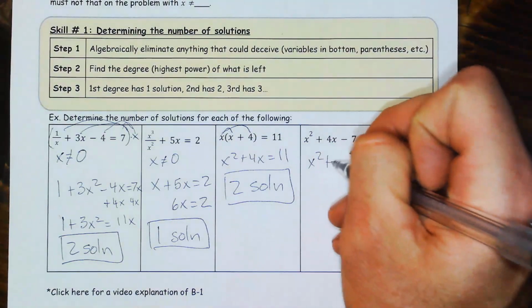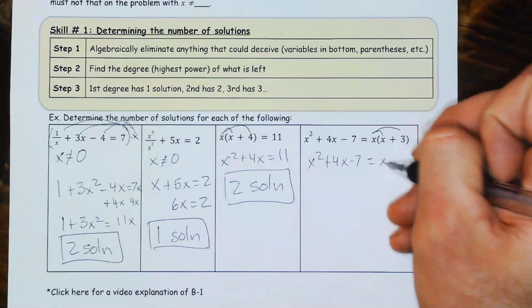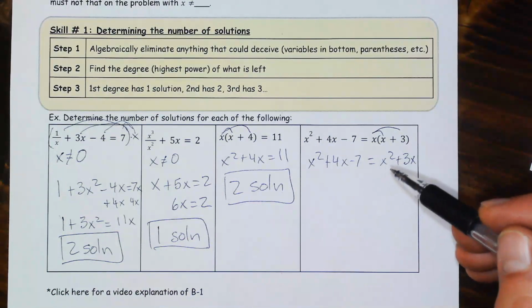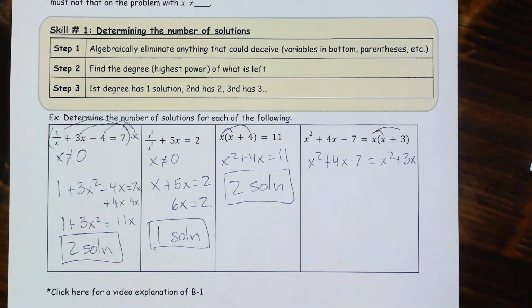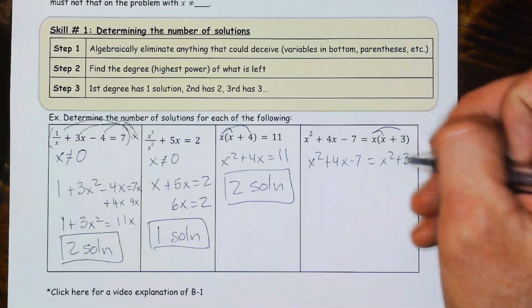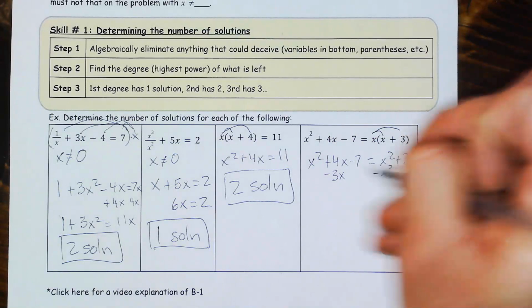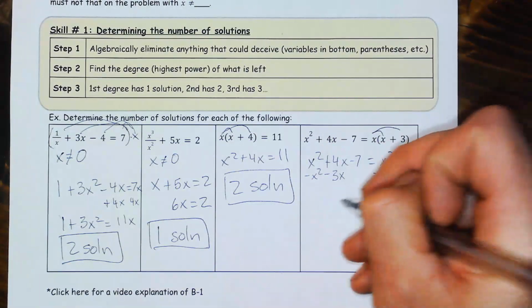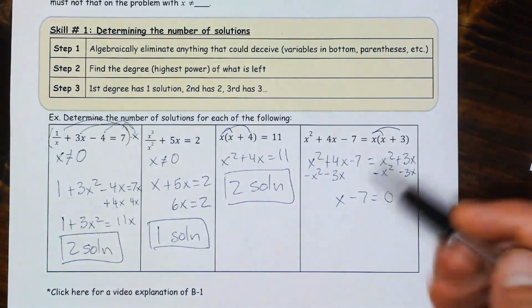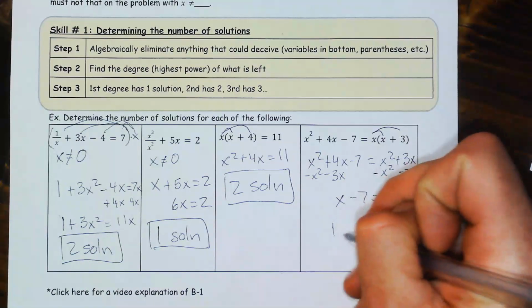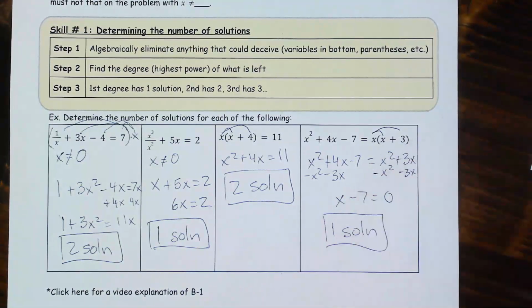So x squared plus 4x minus 7 equals x squared plus 3x. You might look at this and see, oh, I have squareds, so that means I have two solutions. But remember I said make sure you combine all your like terms. So I'm going to subtract 3x from this 4x, and subtract x squared from this x squared. That leaves me with x minus 7 equals 0. So when I combine all my like terms, I only have x to the first power, so this is one solution.